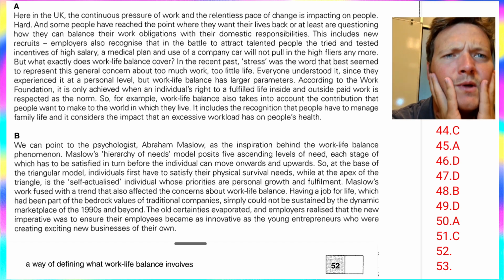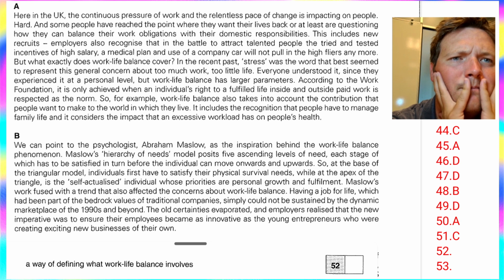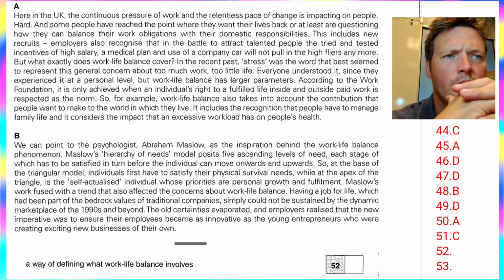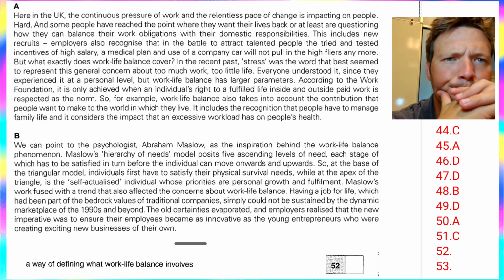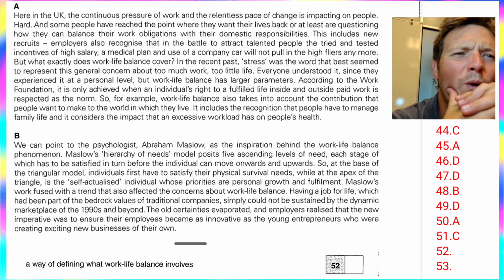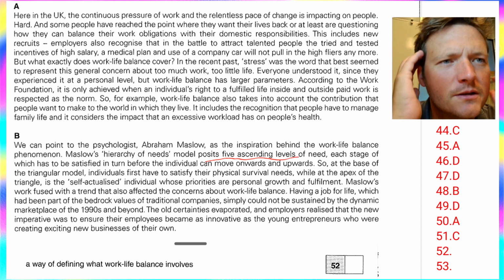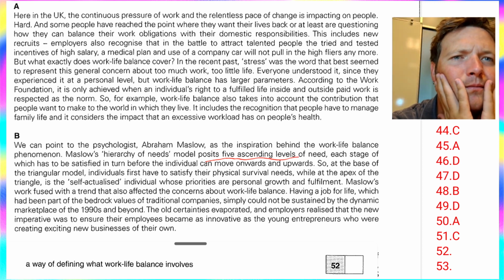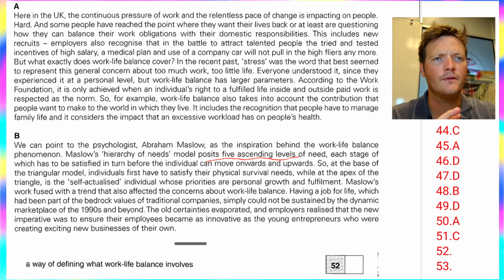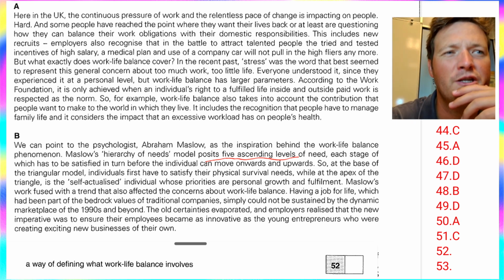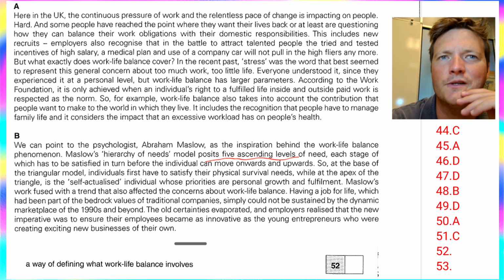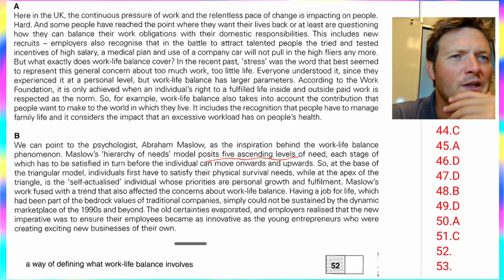So in B, it says we can point to psychologist Abraham Maslow. Here's an inspiration between the work-life balance phenomenon. Well, I mean, he talks about ascending levels of need, right? So he's not really talking about work-life balance. He wasn't trying to define it, rather that his work could be the inspiration behind the work-life balance. So maybe the definitions, maybe it's in the first.